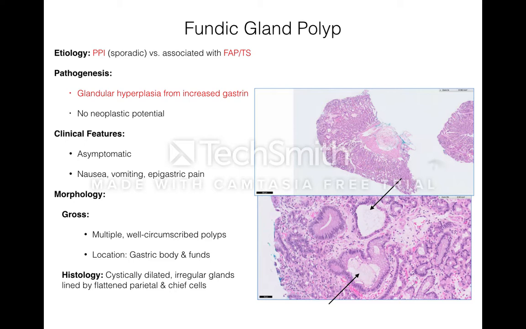Patients with fundic gland polyps can be asymptomatic or have nausea, vomiting, and epigastric pain. On endoscopy, these appear as multiple well-circumscribed polyps within the gastric body and fundus. On histology, the glands are also cystically dilated and irregular, but they're going to be lined by flattened parietal and chief cells. And you can see the arrow pointing to an example.